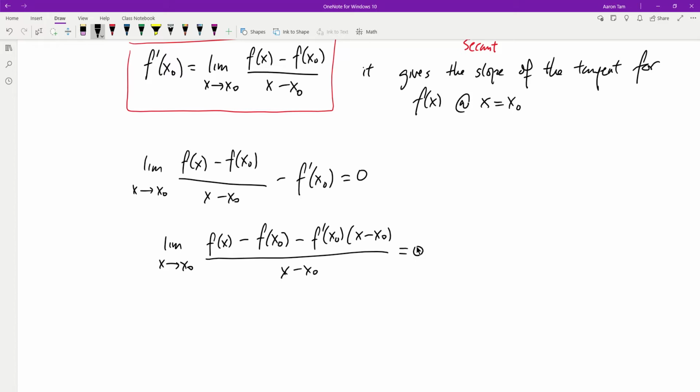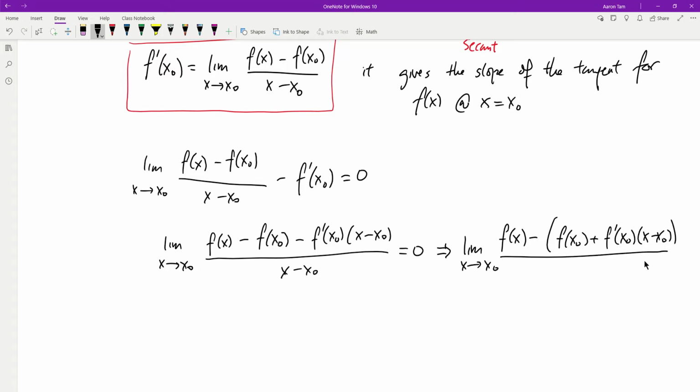Now, hopefully some of you start to recognize something that's interesting here. And the interesting part is actually this part right here. What I'm going to do, I'm going to factor out a -1. And when I do that, I have this expression: limit as x approaches x sub 0, [f of x minus f of x sub 0 plus f prime of x sub 0, x minus x sub 0], all over x minus x sub 0 is equal to 0.